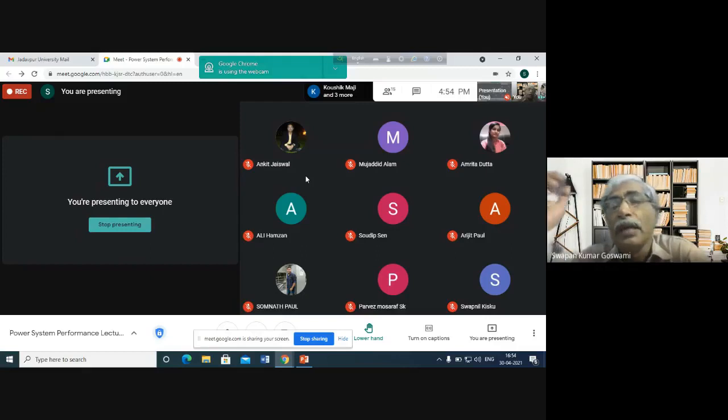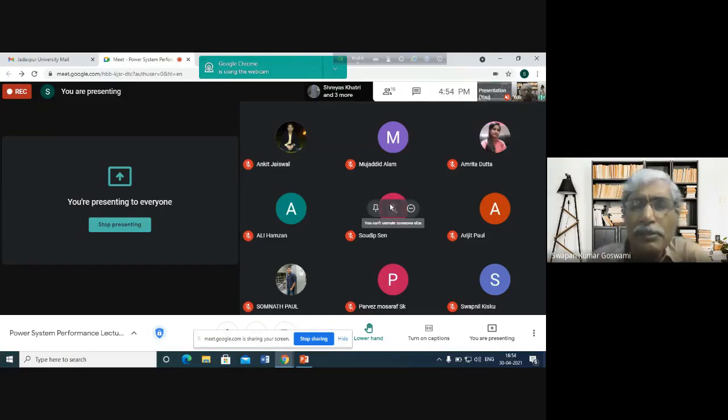Okay, and what is the purpose of using this bundle conductor? Now, can you tell me why conductors are bundled? What is the basic purpose? What is the main purpose of using this bundle conductor?